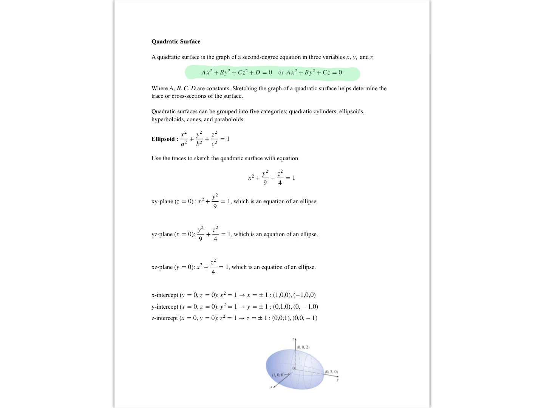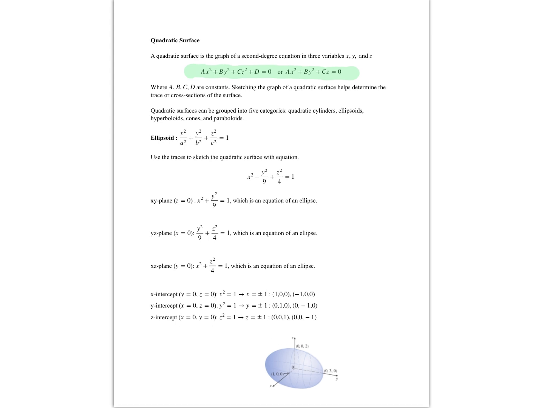First is going to be the ellipsoid. Look at this form, it's like an ellipse, right? X squared over A squared plus Y squared over B squared plus Z squared over C squared. Rewrite this one as x squared over 1 squared, y squared over 3 squared, z squared over 2 squared equals 1. So the A value is 1, the B value is 3, and the C value is 2.